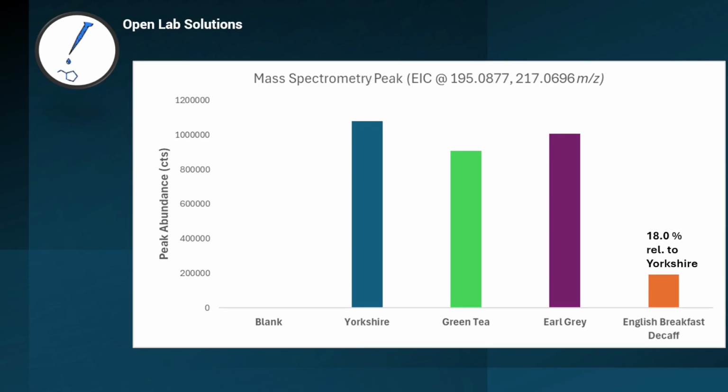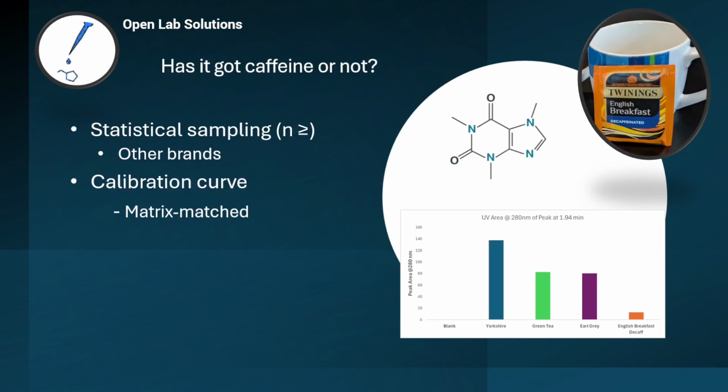If we do a similar comparison for the mass spec peak, so we're using this extracted ion chromatogram, we're looking at that protonated and sodiated adducts, we're then looking at that peak area of that response. Here we can see a slightly different result of 18% relative to the Yorkshire tea, and there are some differences. So overall, the English breakfast decaffeinated version is about 10 times less caffeine than conventional Yorkshire tea. So, has it got caffeine or not? Yes, it has got caffeine in it, just at somewhat lower concentrations.